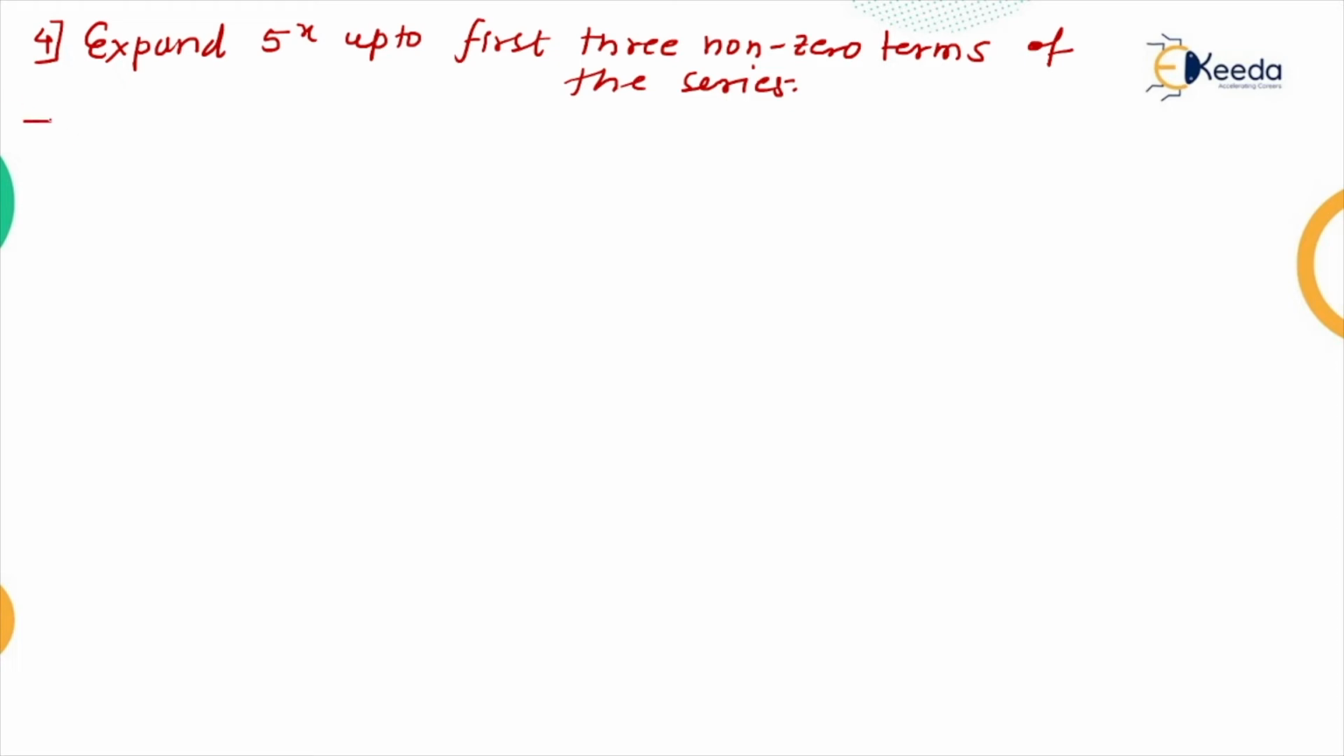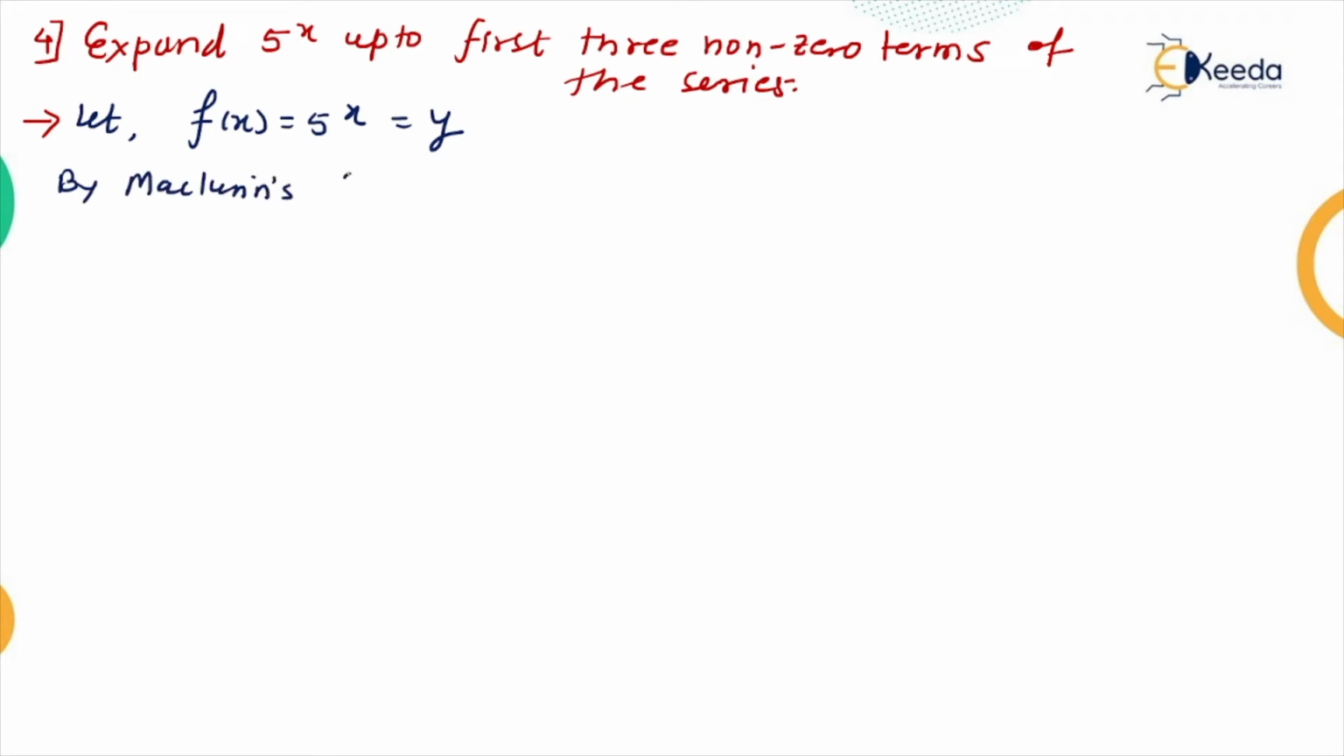You have to expand it simply, guys, by using Maclaurin series expansion. Let's see. The function is given: f of x is equal to 5 raised to x, and this is nothing but y. So clearly you know, guys, expansion by Maclaurin series.